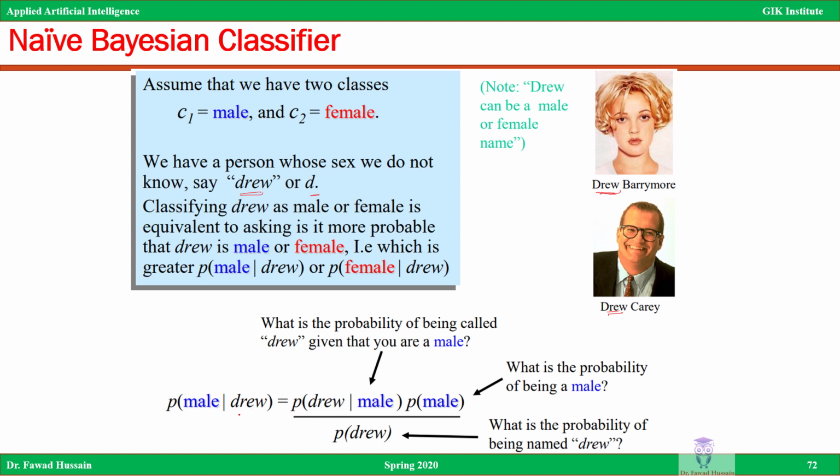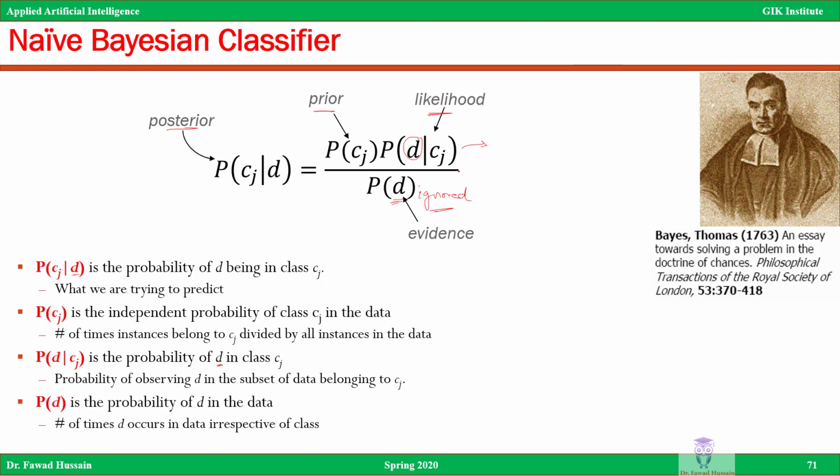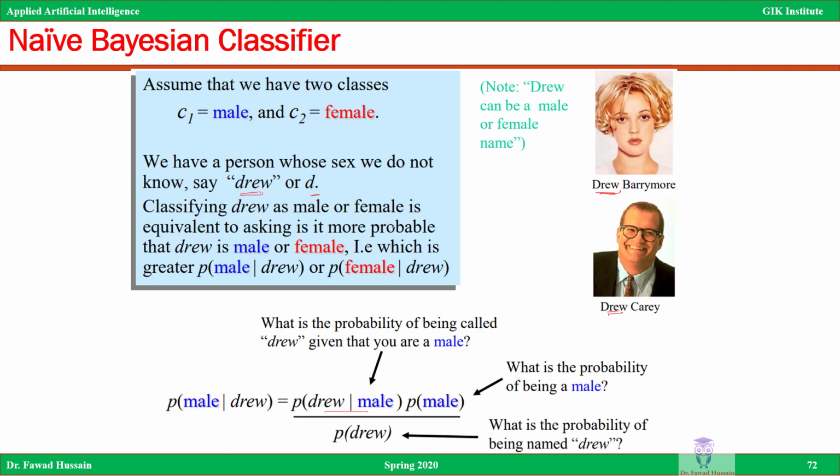This is the posterior probability. If you look from here, this is the likelihood, the prior, and the evidence. So what's the probability of male given Drew? Assume it's a male, what's the probability that the name is Drew? What's the probability of males in general, and what's the probability of Drew independent of the gender?